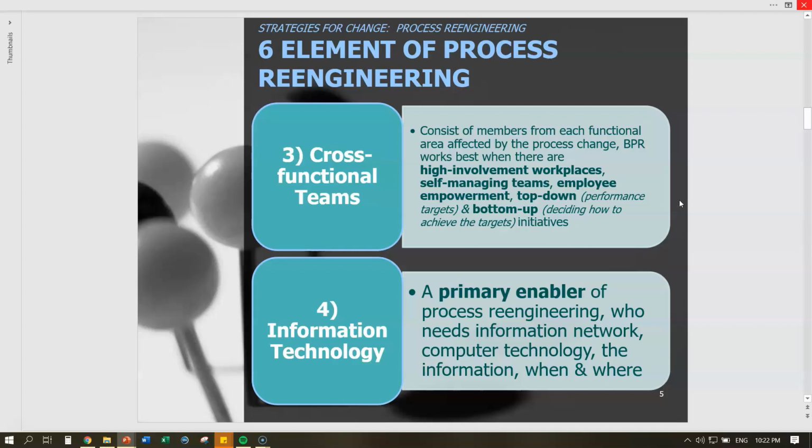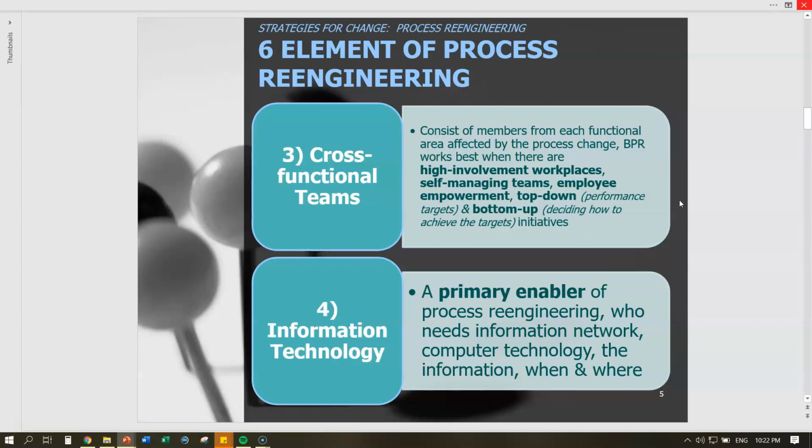Employee empowerment pun sama jugalah macam self-managing teams. Maksudnya employee tu sendiri tahu apa dia punya komitmen dia terhadap re-engineering. And then focus on the top-down performance target. Top-down ni maksudnya management dari top level akan go through dan lihat pekerja-pekerja di bawah. And bottom up, maksudnya pekerja dari bawah start pada operation akan memperbetulkan apa yang tak betul hinggalah dia organize dengan baik sampai ke top management.